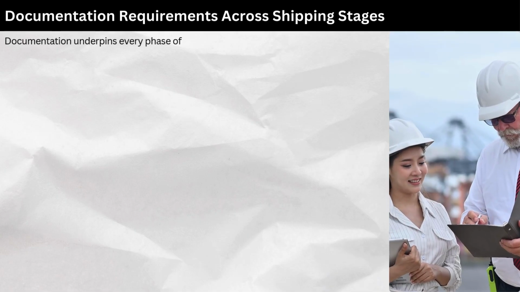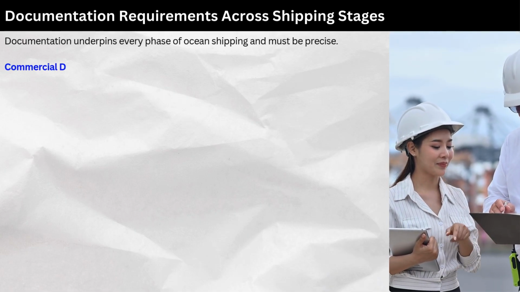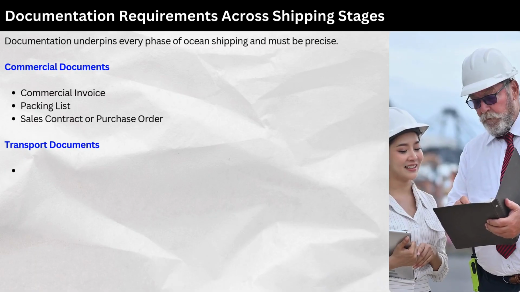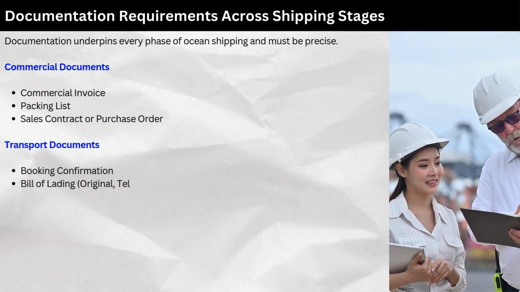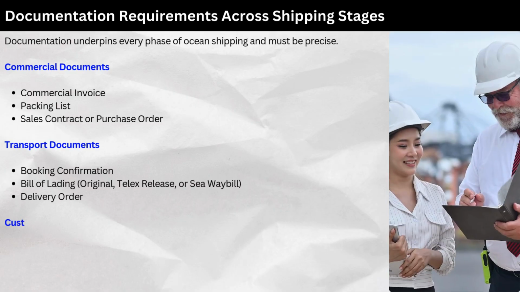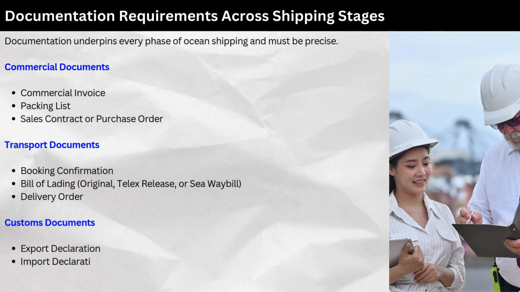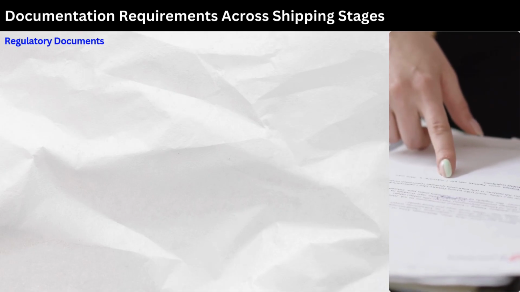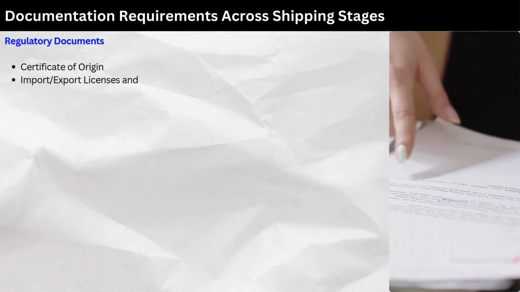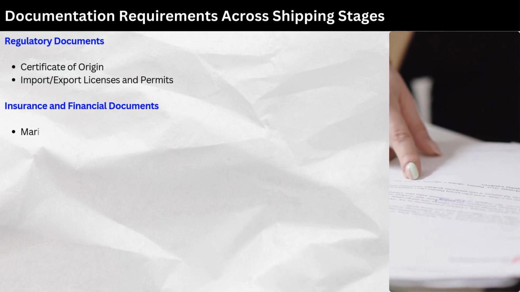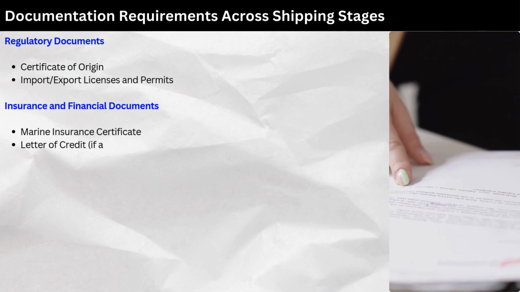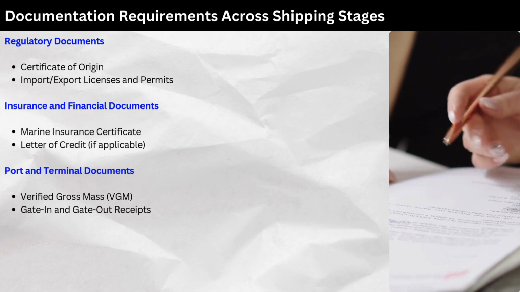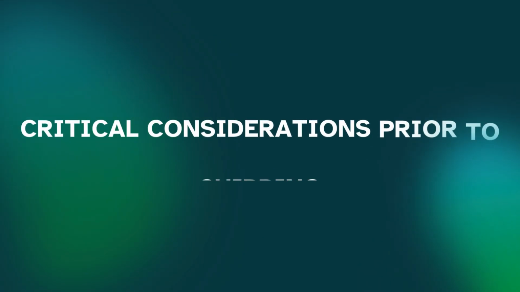Documentation requirements across shipping stages. Documentation underpins every phase of ocean shipping and must be precise. Commercial documents: commercial invoice, packing list, sales contract or purchase order. Transport documents: booking confirmation, bill of lading (original, telex release, or sea waybill), delivery order. Customs documents: export declaration, import declaration or bill of entry, HS code classification. Regulatory documents: certificate of origin, import and export licenses and permits. Insurance and financial documents: marine insurance certificate, letter of credit, if applicable. Port and terminal documents: Verified Gross Mass (VGM), gate-in and gate-out receipts.